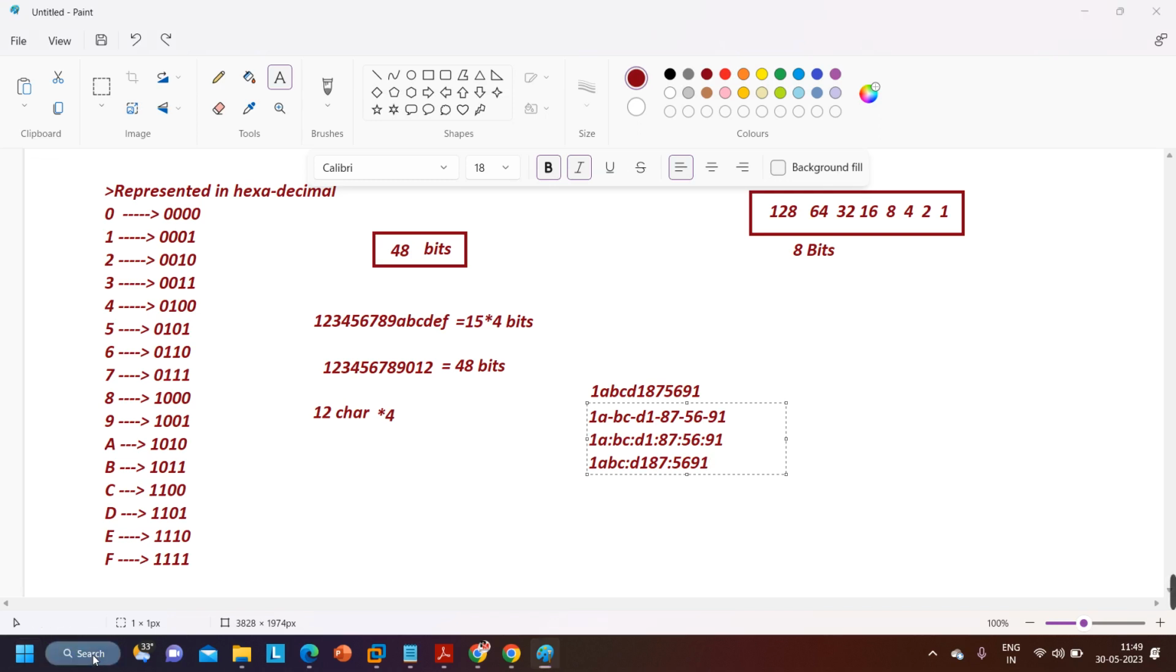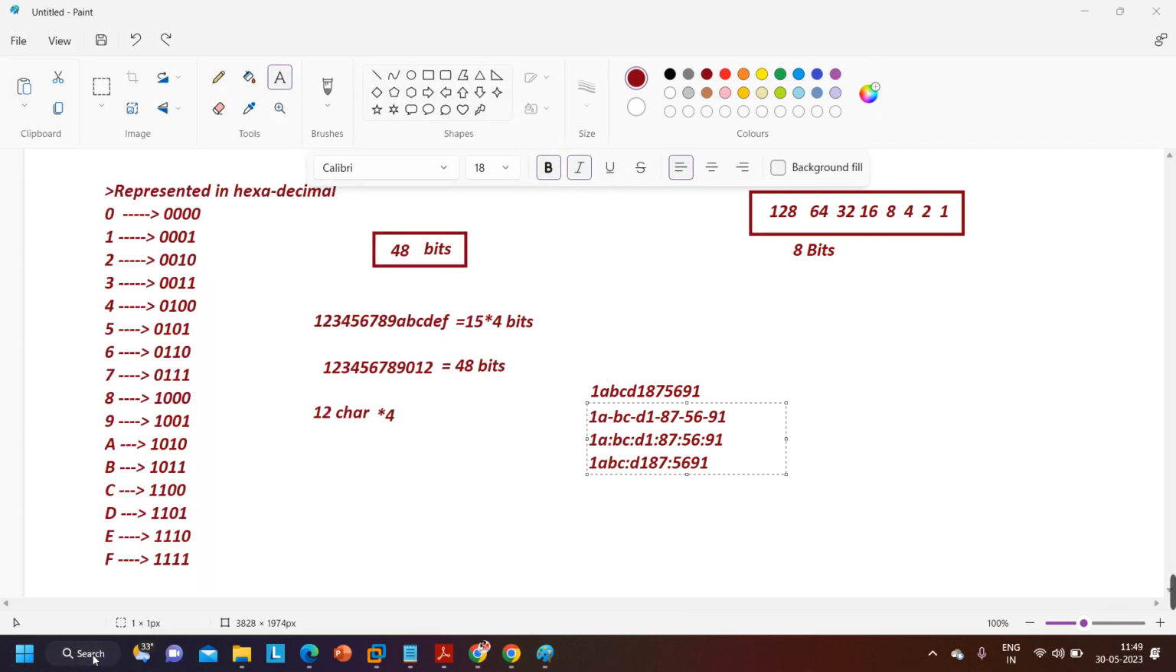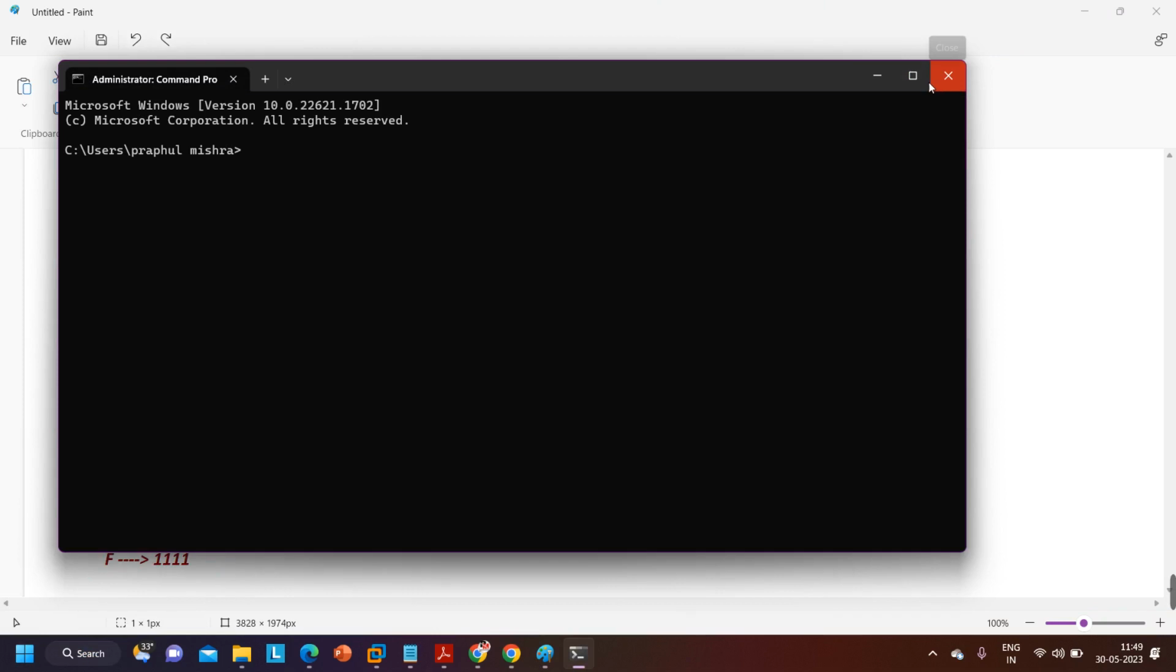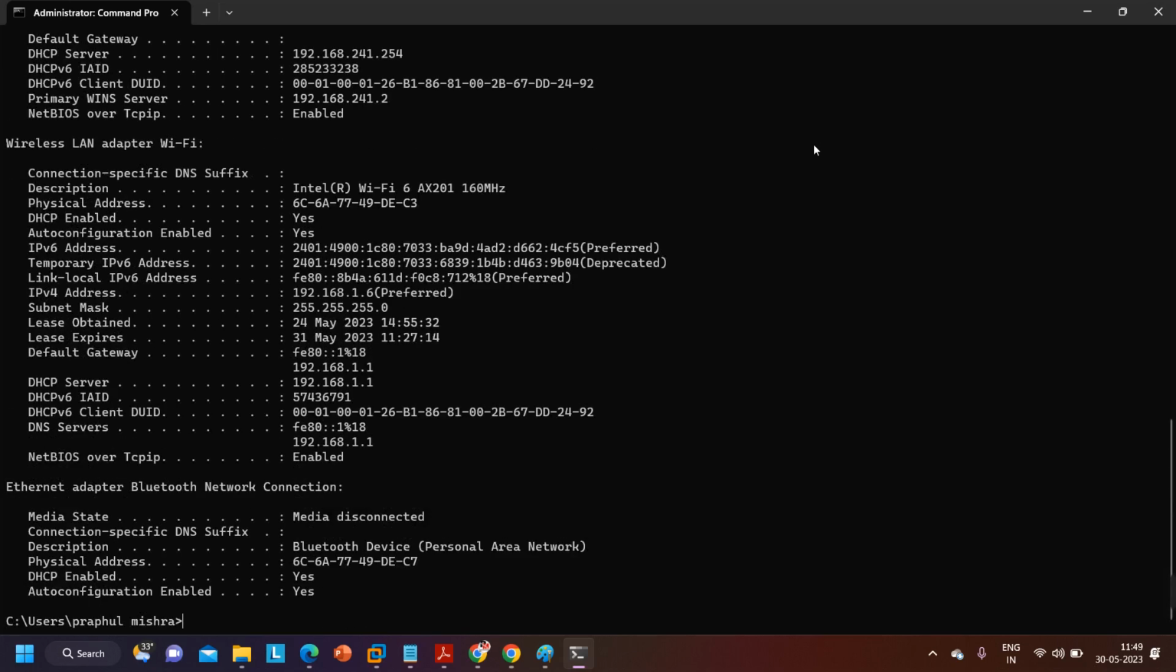Let's say if I want to show you the MAC address of my computer, CMD, and IP config all. So see, my MAC address is this one. So this is Windows representation. Where is MAC address? Here it is. This one is Windows representation. Windows represent MAC address like this.